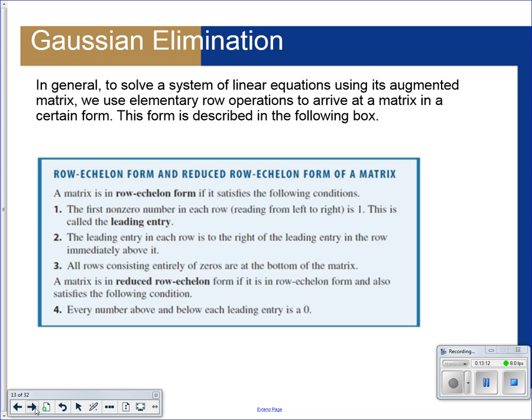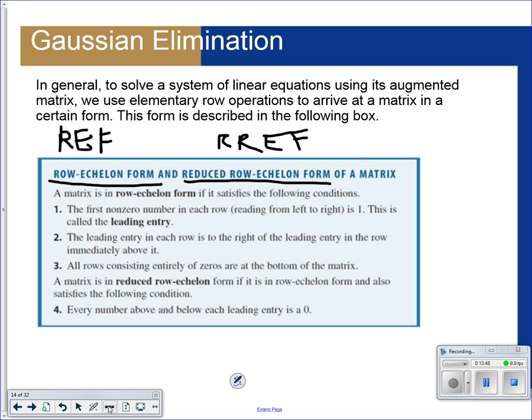Okay, so with Gaussian elimination, what we're going to do is put matrices in row echelon form and reduced row echelon form. Row echelon form you can call REF, and reduced row echelon form is RREF. So these are going to be your steps to put these in reduced row echelon form.